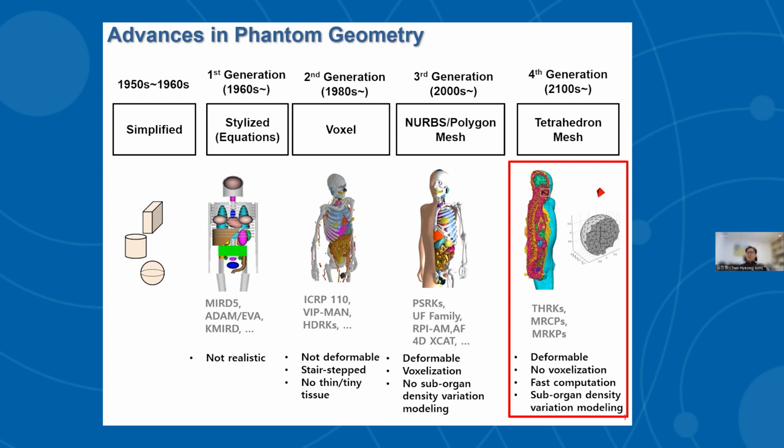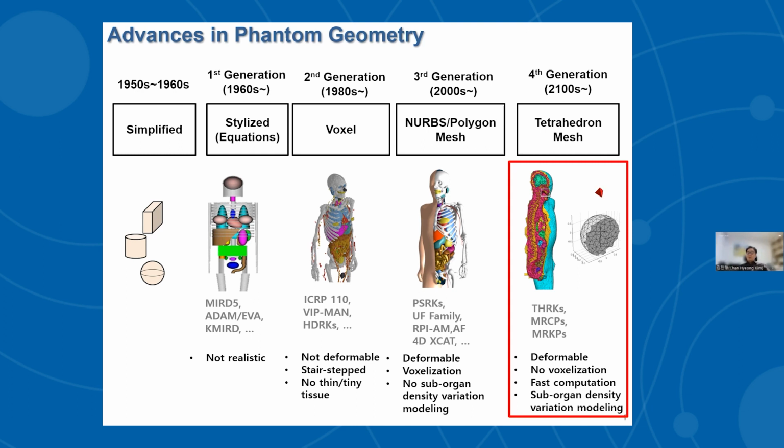Then the good news is that the resulting tetrahedral mesh geometry has the advantages of both voxel geometry and NURBS polygon mesh geometry. The tetrahedral mesh geometry is still deformable and smooth, like the NURBS polygon mesh geometry, but at the same time, the geometry can be directly used in Monte Carlo code without voxelization. That is keeping the original quality or fidelity of the mesh phantom. And the computation speed is also very fast.